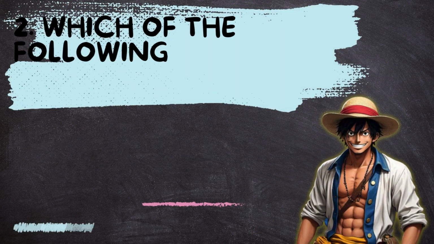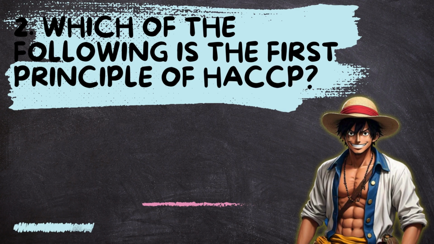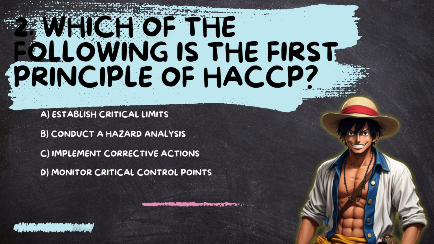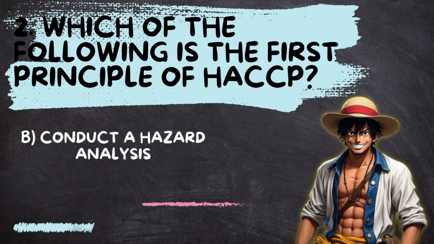2. Which of the following is the first principle of HACCP? Letter A. Establish critical limits. B. Conduct a hazard analysis. C. Implement corrective actions. D. Monitor critical control points. The correct answer is B. Conduct a hazard analysis.